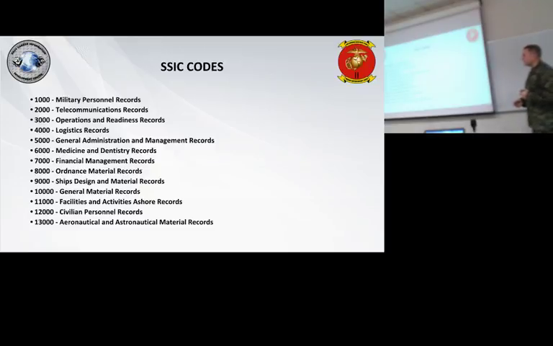5,000 is general administration. 6,000 deals with us, of course. 7,000 is financial management. 8,000 is ordnance. I remember somebody saying that the 8 kind of looks like looking down the barrel of a gun, right? Ordnance. I don't know. Something to jog your memory. 9,000 is ships design material records. 10,000 is general material. 11,000 is facilities, activities.